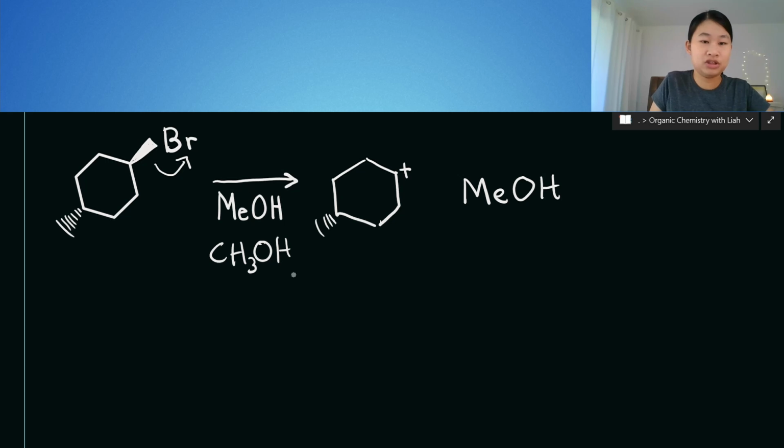this. So these two are the same thing. The nucleophilic atom will be oxygen. It's going to go ahead and attack the carbocation, and we're going to get this product.